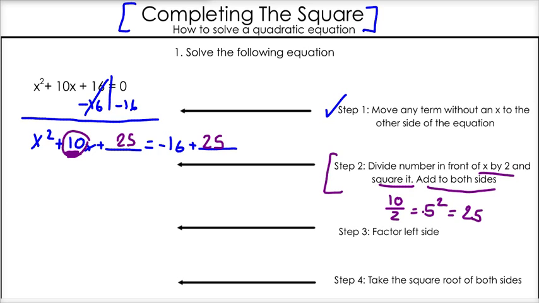All right, pay attention, keep going here. Now what we do, we're going to factor this left side.